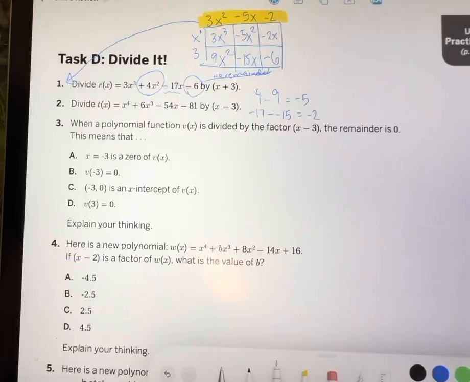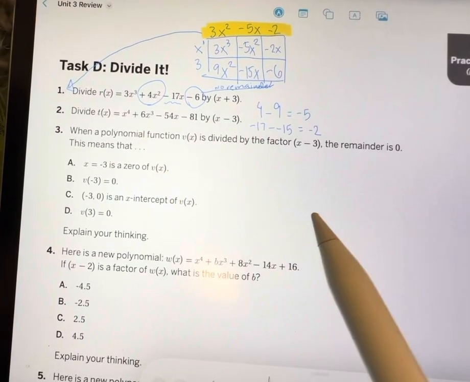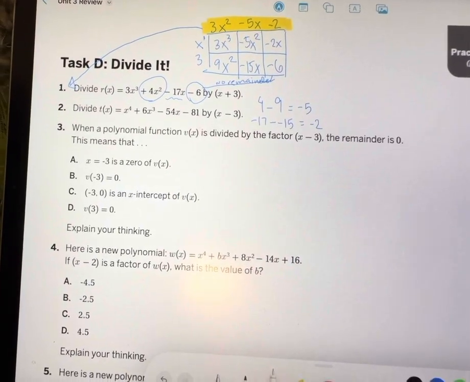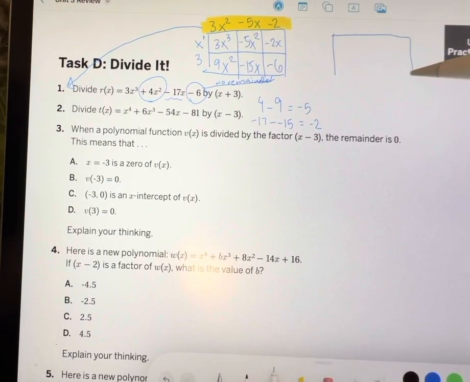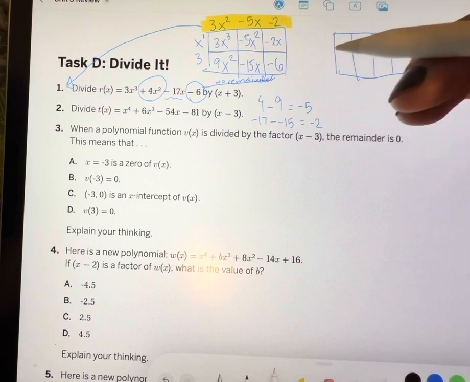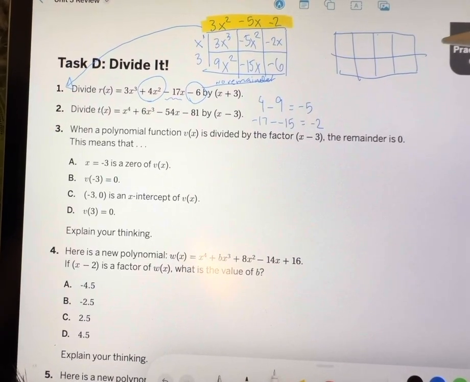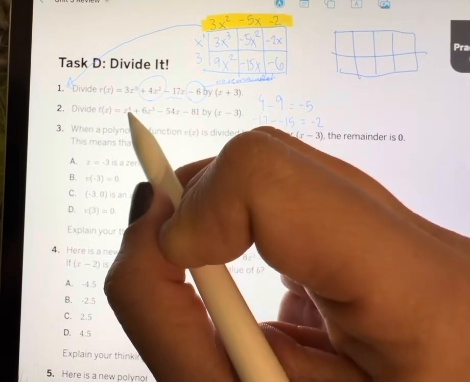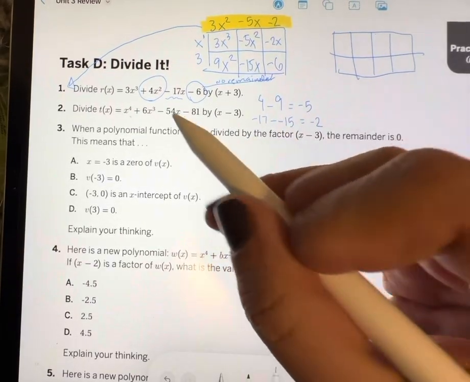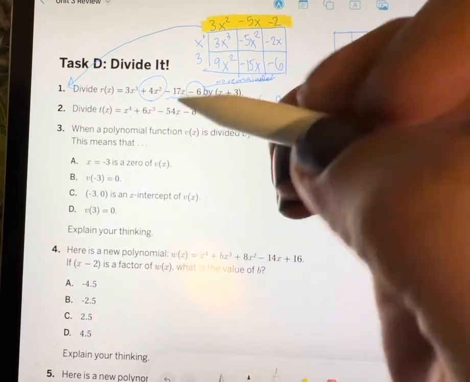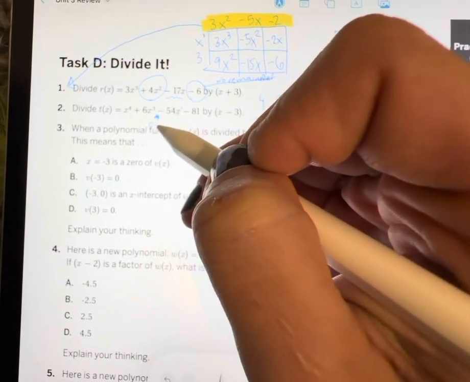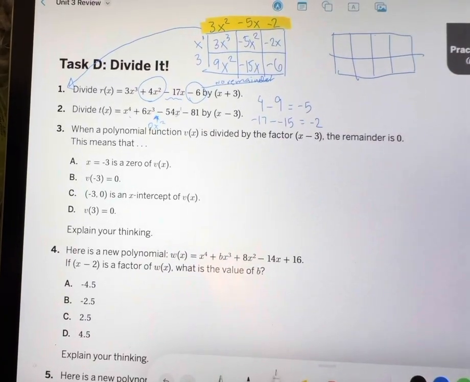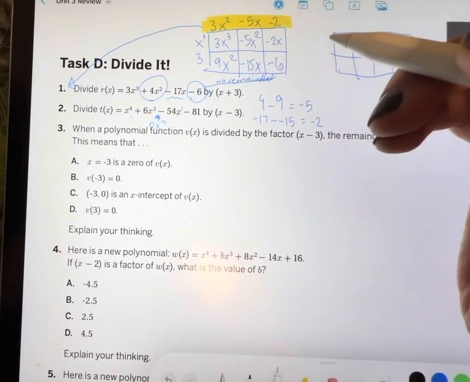Okay, now let's divide a 4th degree, okay? No problem. It'll go very much the same. We'll make the box right here. And now I'm going to note this for you guys. Look at that exponent of 4 drops to 3. After that drops to 1. That means right here I have a 0x squared. Keep that in mind. You need a placeholder for any terms that are missing.